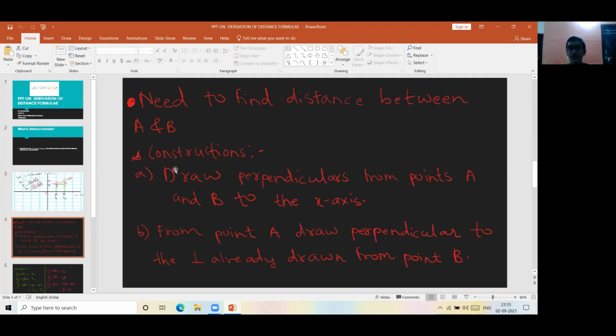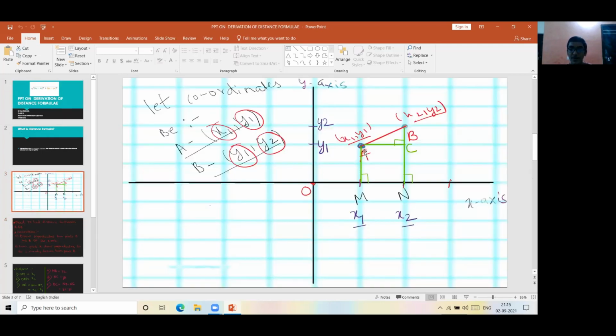First of all, you need to do some constructions in order to derive the formula. For that, you need to draw perpendiculars from point A and point B to the x-axis. Here you can see I have dropped the perpendiculars from A and B and named the points on the x-axis M and N. As AM and BN are perpendicular, they make 90 degrees with the axis.